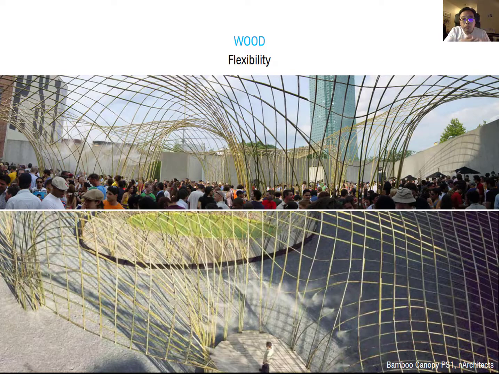So as we talk about, timber has flexibility. You see the project here. It is a temporary structure built at PS1 in New York City. It is called Bamboo Canopy, designed by an architect. The canopy is constructed of 1,100 fresh cut green bamboo, harvested in Georgia. This example represents very well that timber has flexibility. It is able to make this bending shape easily.